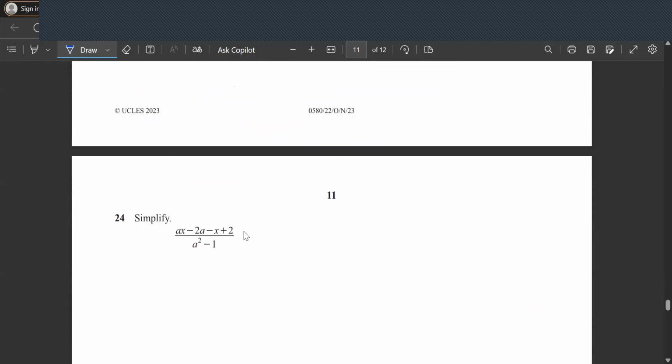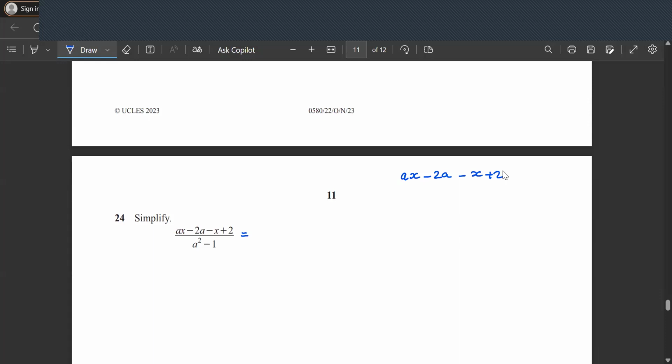Okay, for this, the simplify. How should I do this? And trust me, 99% of the grouping is coming in paper 2. First, I will take ax minus 2a minus x plus 2 away. This is grouping. How did I know it is grouping? Because it is 4 terms.